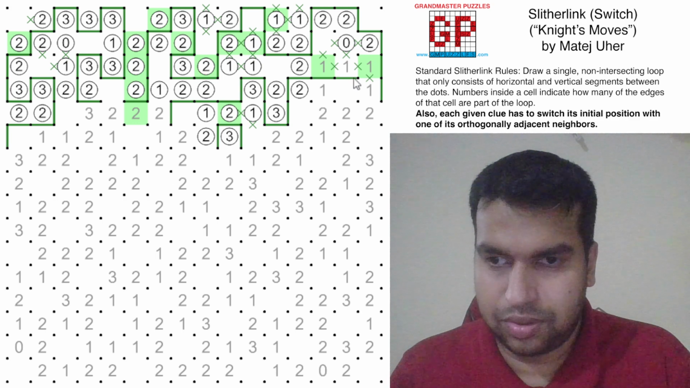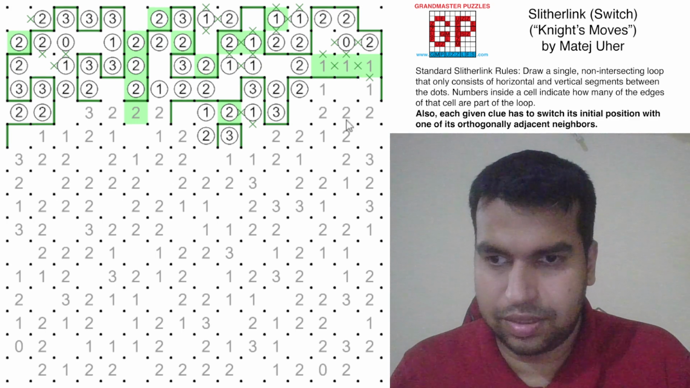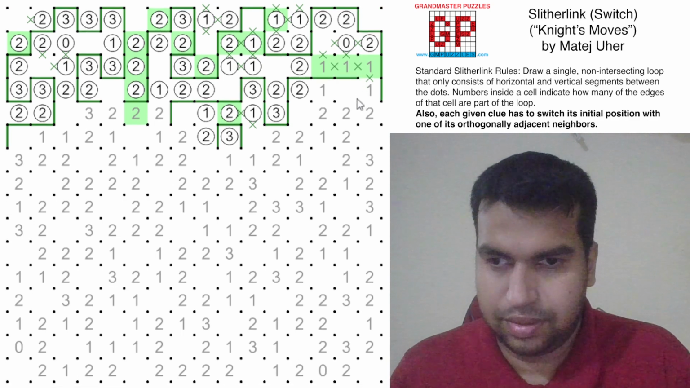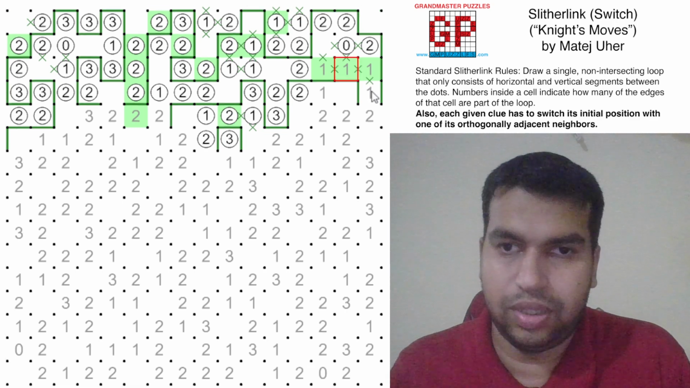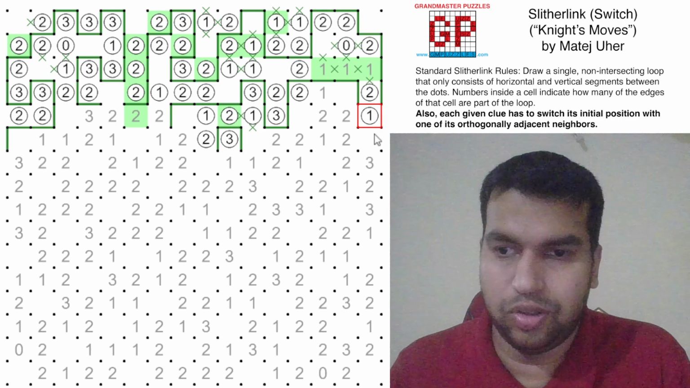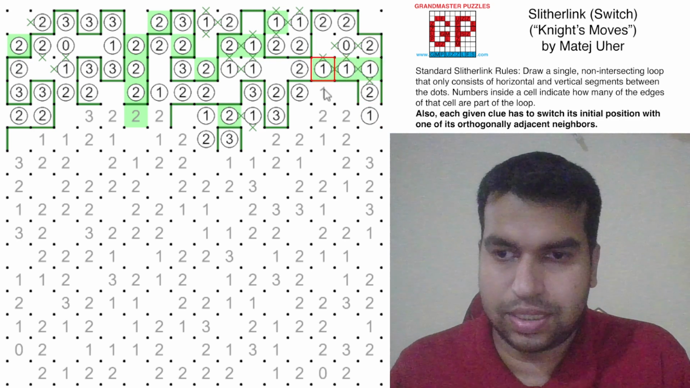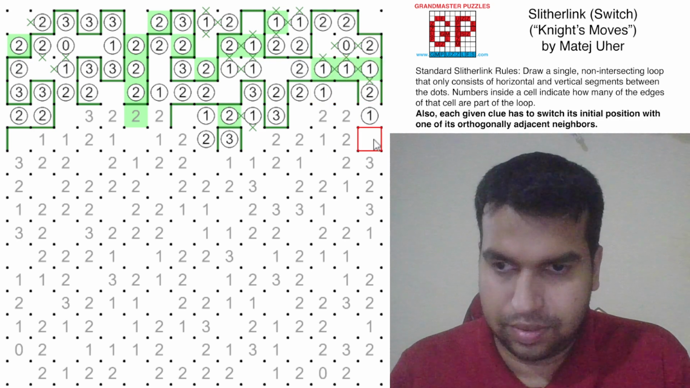So this is also going to be a 1 either way. Just green it. Now this 1 has been forced to become a 2. That can only happen if it pairs with the 2 below it. That forces some more pairings.